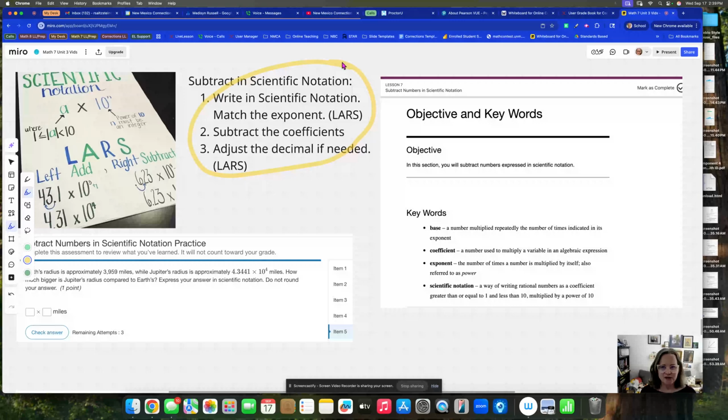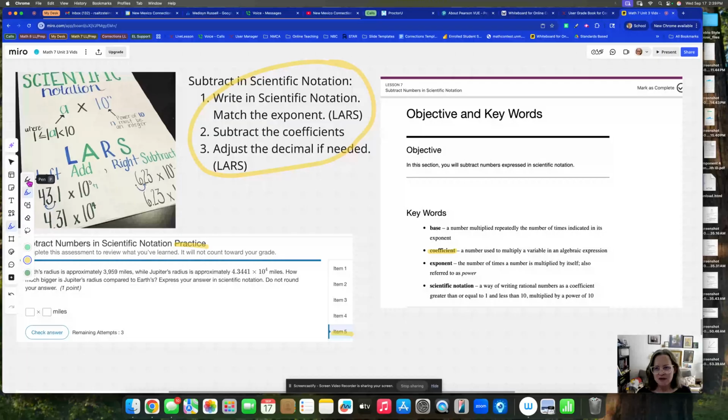For, in general, how do you subtract? Okay, when you're in scientific notation. There is a vocab term I wanted to go over here, and that's coefficient. And then I have two problems that I'm going to do for you. One of them's from the practice, and the other one's from the quick check. Okay, so a little bit of free math for you if you stick it out.